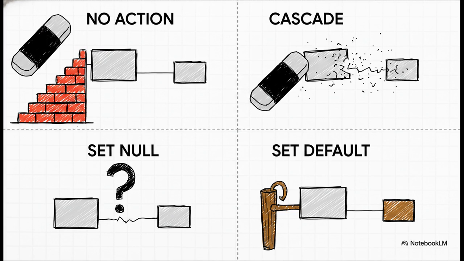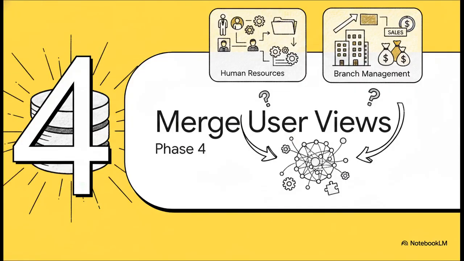Then we have set null, which blanks out the foreign key indicating the new status is unknown, or set default, which might reassign those properties to a default manager. Choosing the right strategy here is a total game changer for data protection. Let's transition to Phase 4, merging multiple user views.